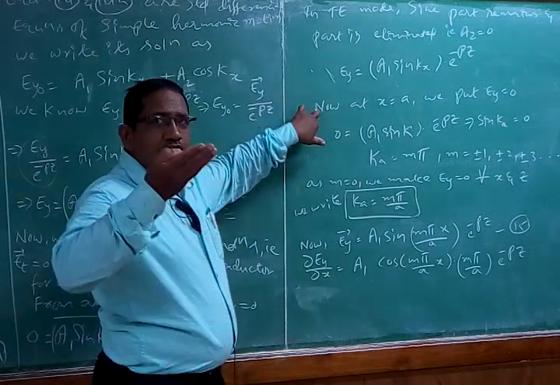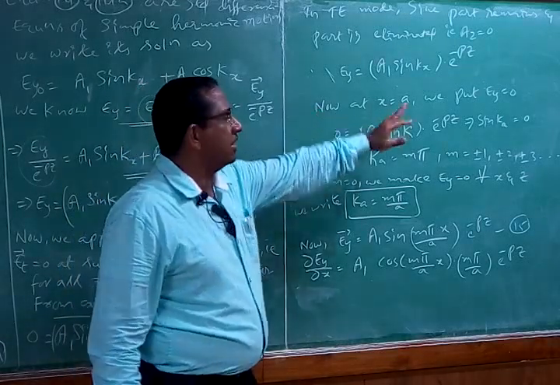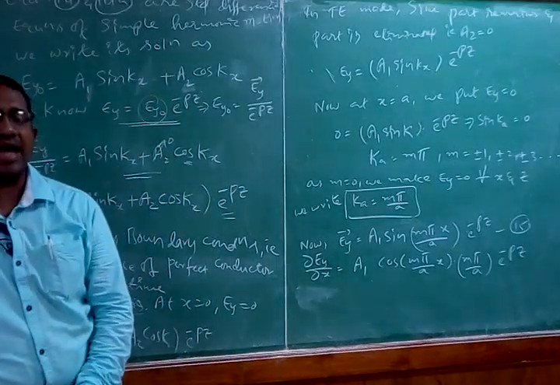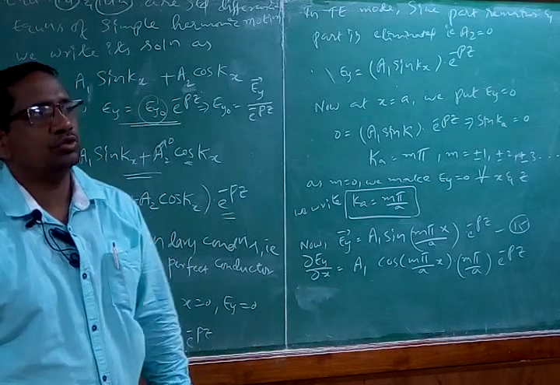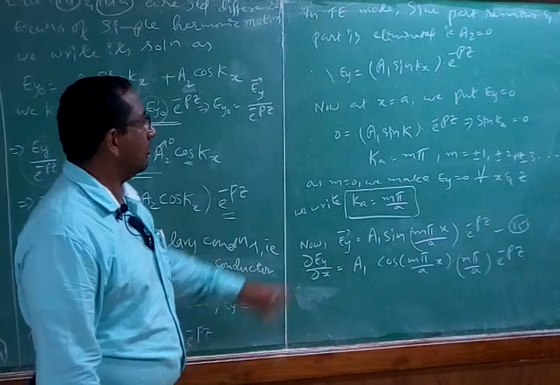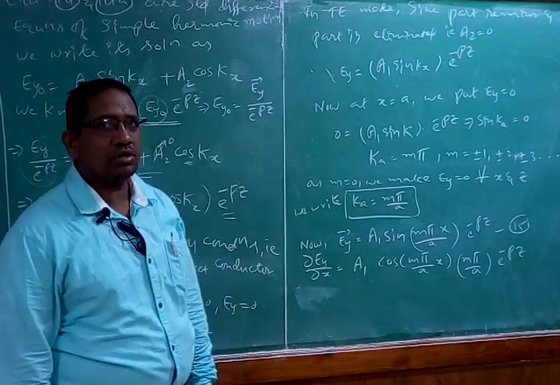Now on a sheet of conducting plates, at x is equal to a, we put Ey is equal to 0, because along the y axis we are considering all the fields to be uniform. So when you differentiate, that value should be equal to 0. Therefore we will consider the electric field along the y axis to be equal to 0.